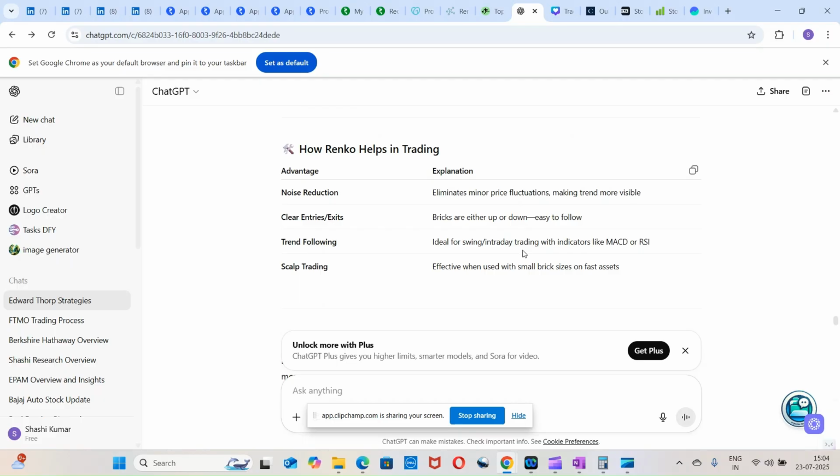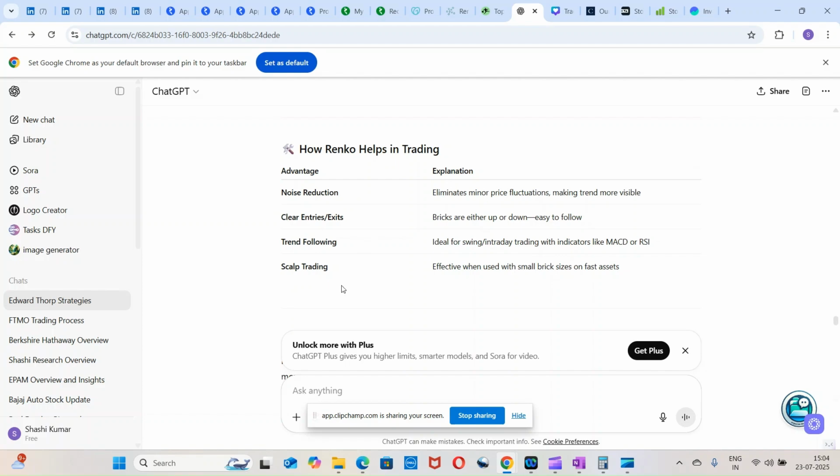So how does Renko help in trading? Noise reduction: it eliminates minor price fluctuations and makes the trend more visible. Clear entries and exits are there. Bricks are either up or down, easy to follow. And trend following: it's very ideal for swing and intraday trading. You can use extra indicators like MACD, RSI, Supertrend to follow the trend.